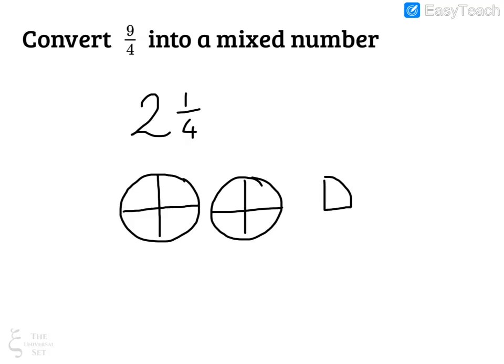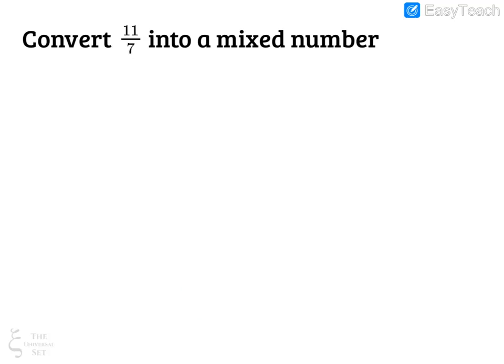And how many whole pizzas is that? Well, that's enough to make 2 whole pizzas with 1 quarter left over. So my answer is that 9 quarters is equal to 2 wholes with an extra quarter left over. Final example we'll do of these, and then we'll have a look at going the other way.